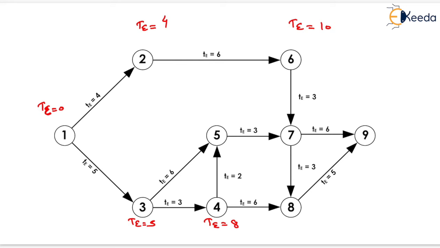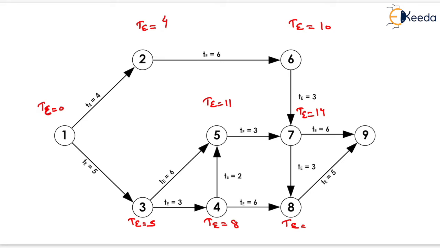Similarly, TE for event 5 will be equals to 8 plus 2, that is 10, or 5 plus 6, that is 11. So the maximum of these two will be the TE for event 5, that will be equals to 11. Now we have to determine the TE for event 7, which will be equals to 10 plus 3, that is 13, and 11 plus 3, that is 14. So maximum of these two will be the TE for event 7, that is TE equals to 14 for event 7.